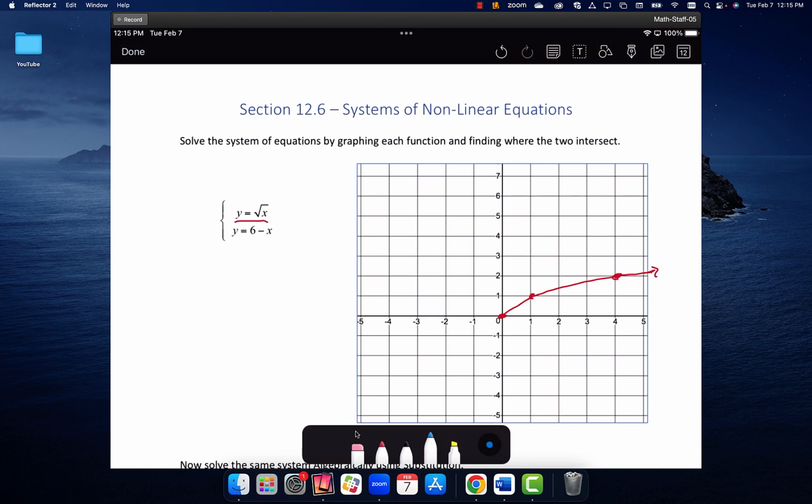And then we'll have the line y equals 6 minus x. First we have a y-intercept at 6, and our slope is -1. So we'll go down 1, right 1, and continue that pattern all the way down. Play connect the dots, and we have the graph of our line. And we're looking for where they intersect. They intersect at the point (4, 2). So the solution to this system is (4, 2), where the two intersect.